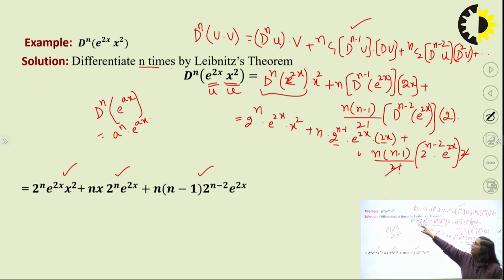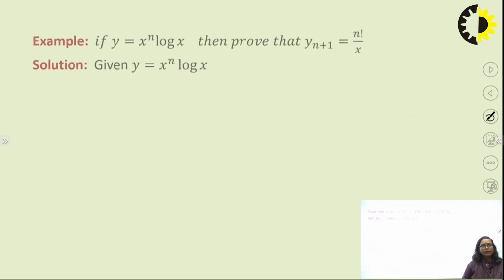Out of any of these two, we have to take the second function. The second function is always taken as that function whose derivative will terminate after some step, whose derivative becomes 0 after some step. Yeah. So look at some other example.